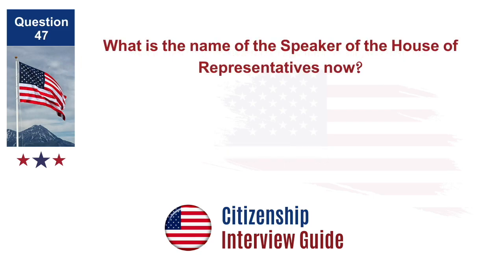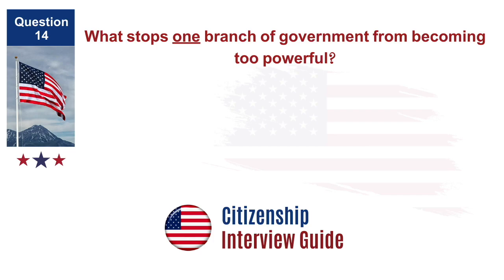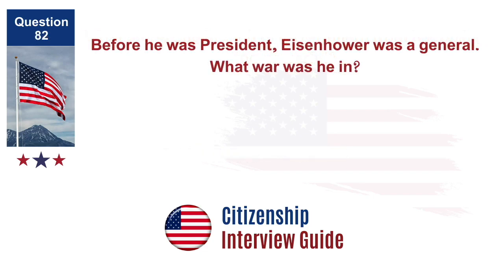What is the name of the Speaker of the House of Representatives now? Mike Johnson. What stops one branch of government from becoming too powerful? Checks and balances. Before he was president, Eisenhower was a general. What war was he in? World War II.